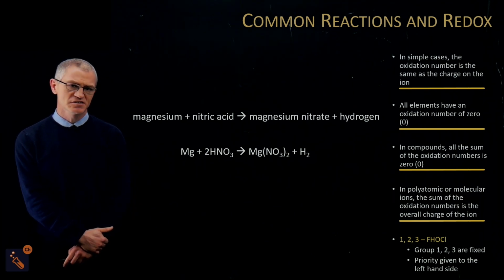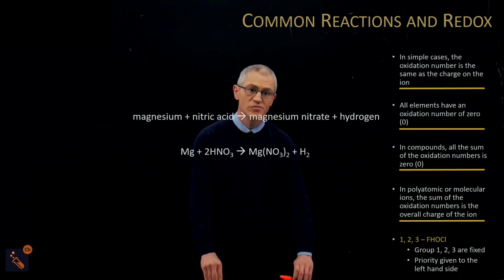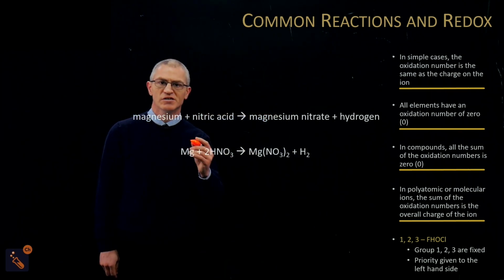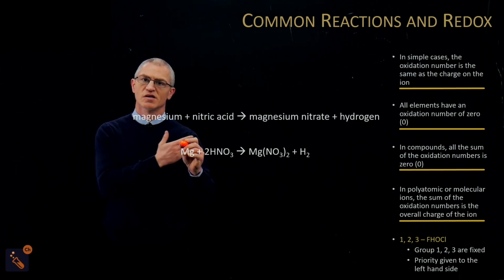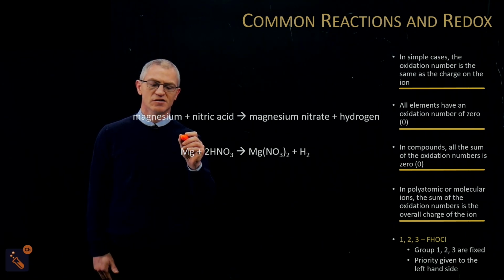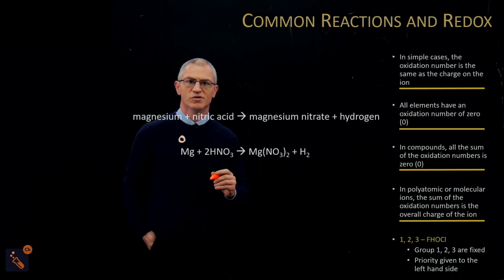So we're going to do it with this equation right here. I'm going to show you a slightly shorter way of doing it than you've done it before. What I recommend is you look at the equation right here and just start applying the rules as you go across. So this is Mg, so it's an element, therefore I'm going to put it as an oxidation number of 0.